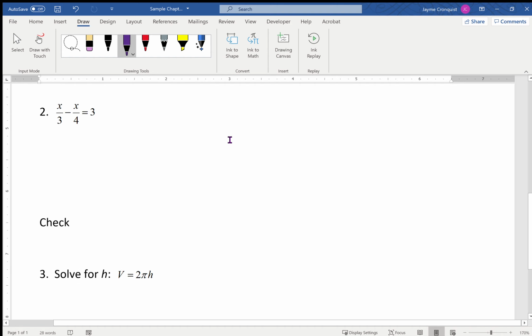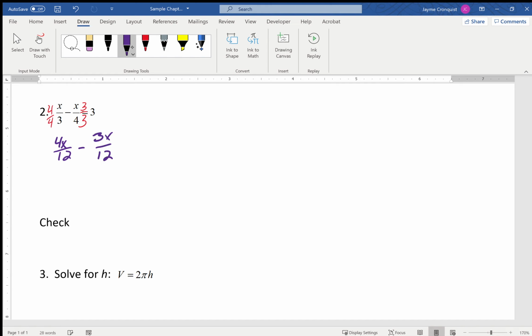To do addition and subtraction with fractions, you have to have a common denominator. We don't have one. So we're going to multiply this term by 4 over 4 and this term by 3 over 3. Otherwise, we could also multiply through by 12, but I'm going to do it with a common denominator first. So I end up with 4x over 12 minus 3x over 12 equals 3. 4x minus 3x is x. I have x over 12 equals 3. Multiply both sides by 12. I get x equals 36.